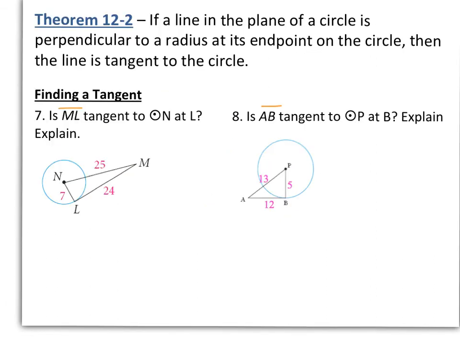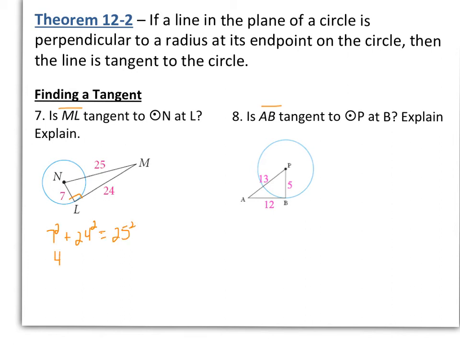Theorem 12.2 says if a line in the plane of a circle is perpendicular to a radius at its endpoint on the circle, then the line is tangent to the circle. So in number 7, we want to know if line segment ML is tangent to circle N at L, and explain. So the question is, do we have a right triangle? Is there a right angle at angle L? To find out if triangle MNL is a right triangle, we'll use the Pythagorean theorem. Does 7 squared plus 24 squared equal 25 squared?